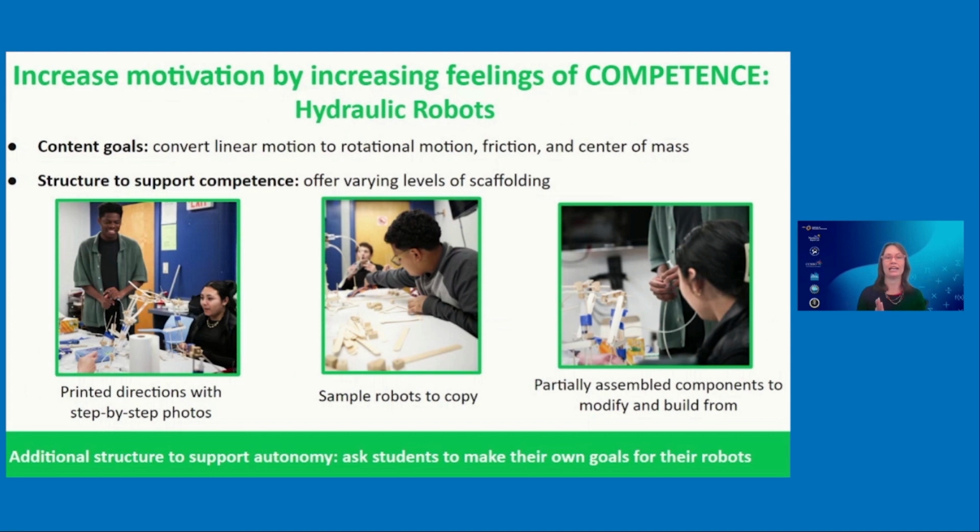But we also provide partially assembled robot components that students could modify and build from. And so the idea is students had different starting levels of where they wanted to start their build challenge, but that allowed every student to get to our end goals. And if you notice, our content goals are around motion and friction, center of mass. Our content goal isn't around building a robot. That was the means to the end.